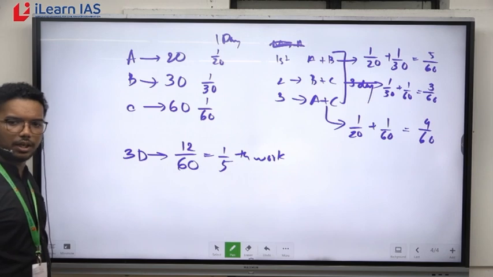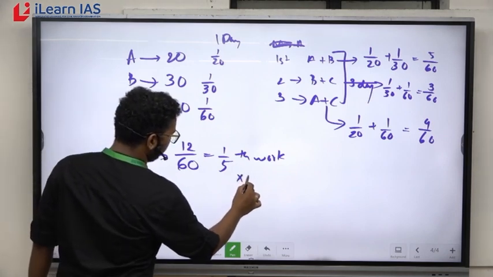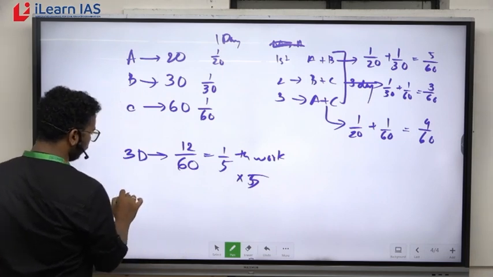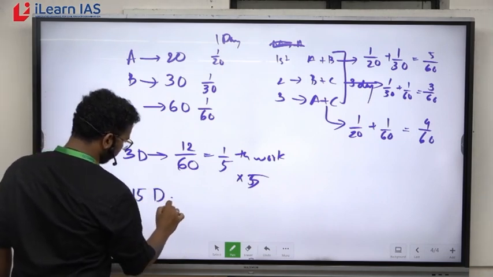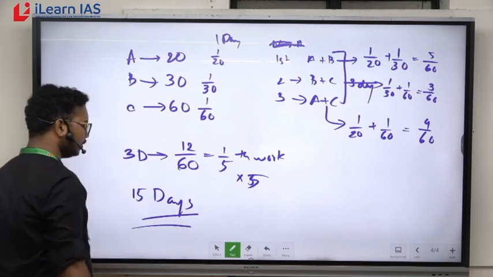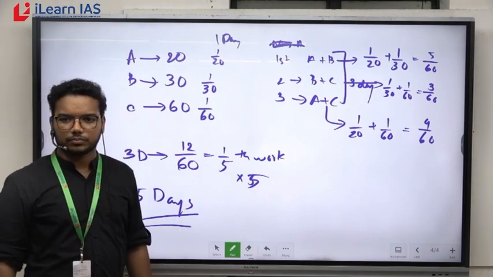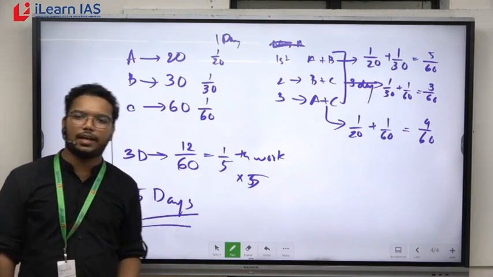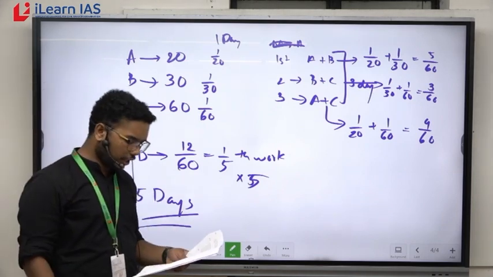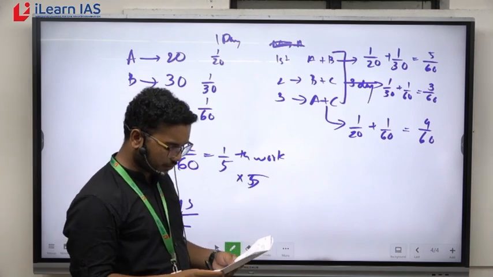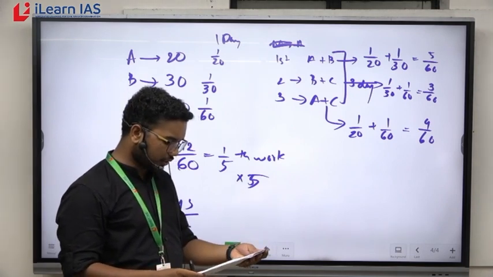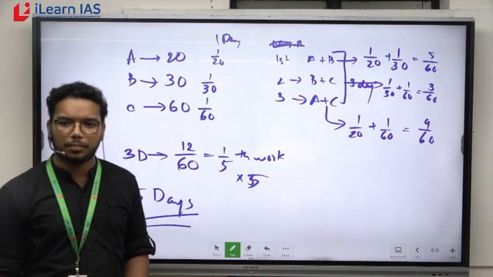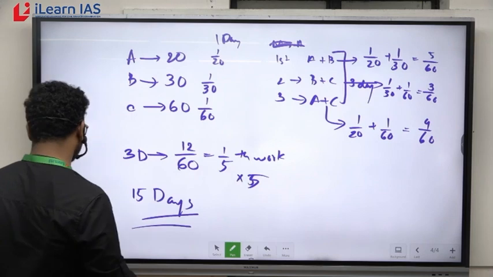So total work completed is 3 days into 5, 15 days to complete the whole work. What will the 15th day be? The start was on Sunday. So what will the 15th day be? The 15th day will also be a Sunday.